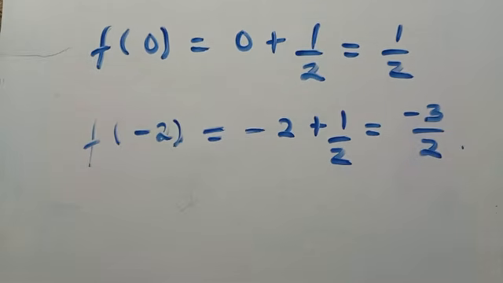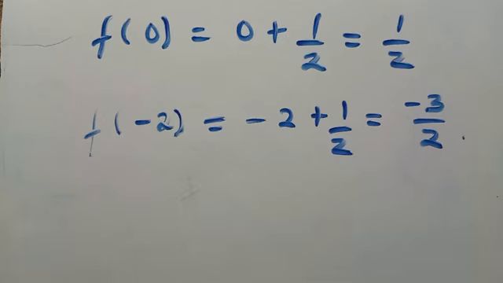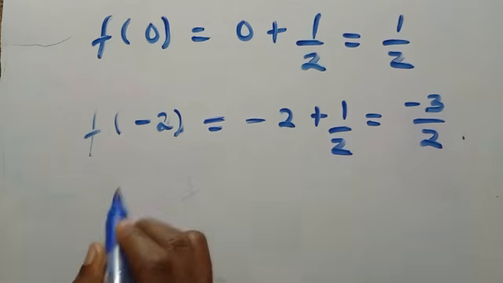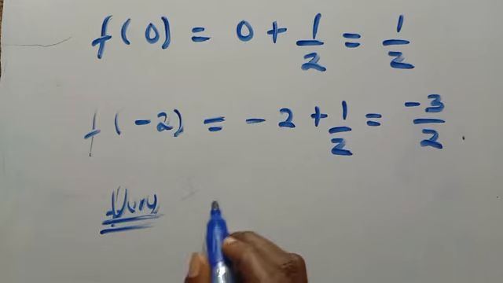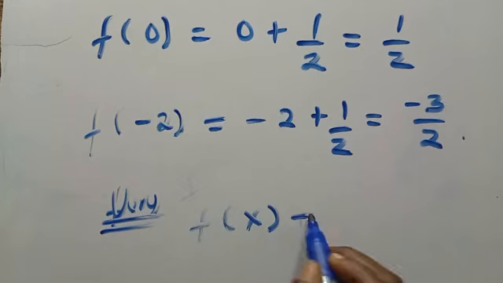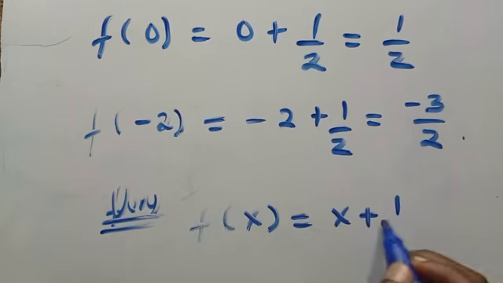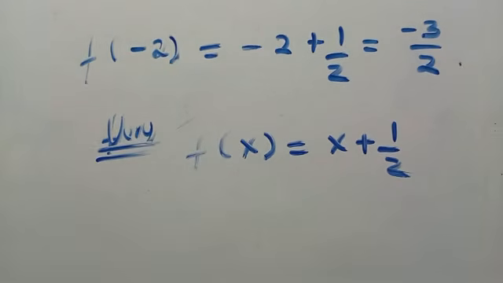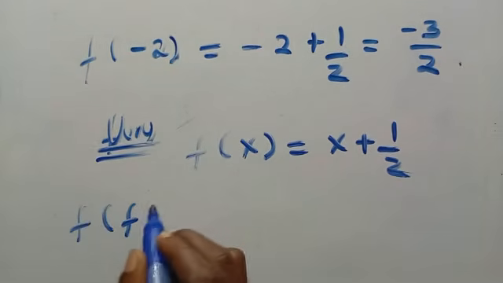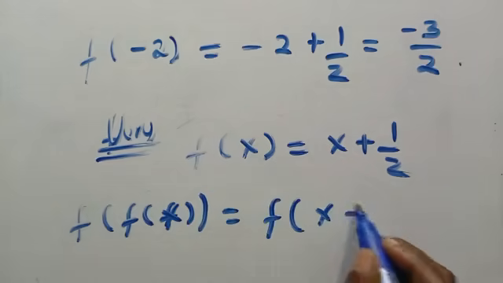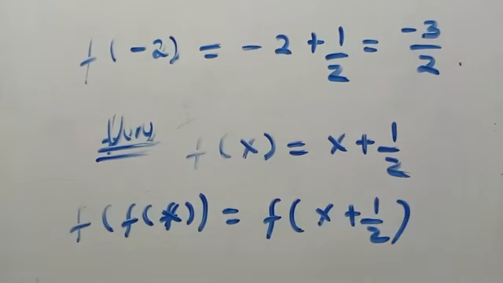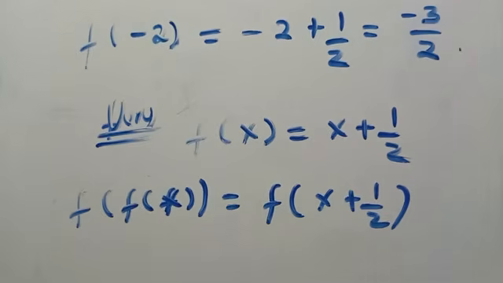And if you try to verify this, it's very simple to verify. So we want to verify, since what we have is f of x equals x plus 1 over 2. Suppose I introduce f to both sides. So we are going to have f of x equals f of x plus 1 divided by 2. So this is what we have.